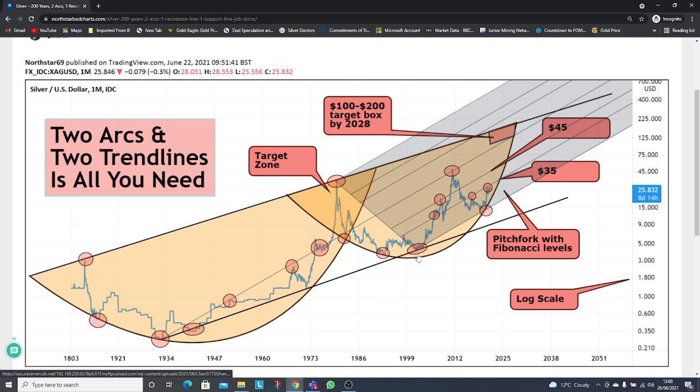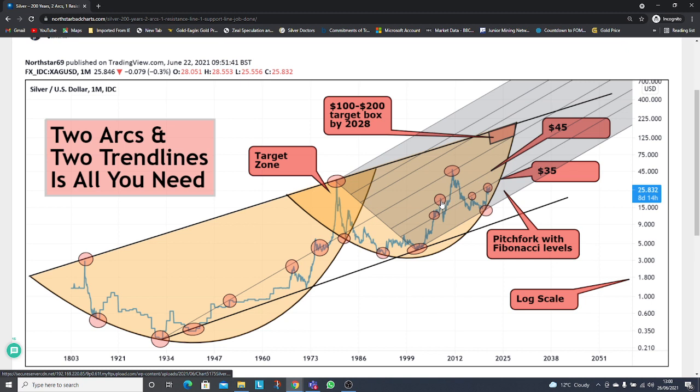and the lower point on the pitchfork is set at the more recent lows around about the year 2000. And you can see these Fibonacci levels, which are shown on the pitchfork. Each of these lines here is a significant Fibonacci level, coinciding quite nicely with support and resistance levels.